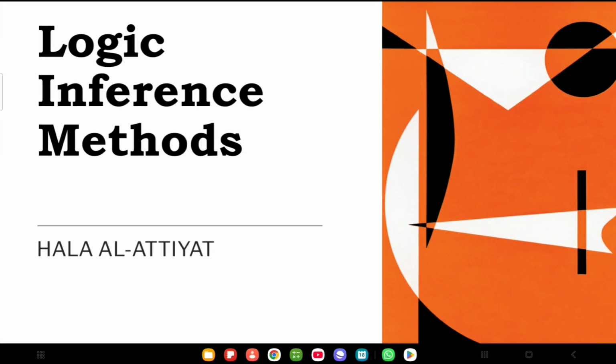Today we are going to explore some of the most important logical inference methods that are widely used in reasoning and decision making. These methods help us draw conclusions from given information. So now let's look at 5 key inference methods and understand how they work with real life examples.